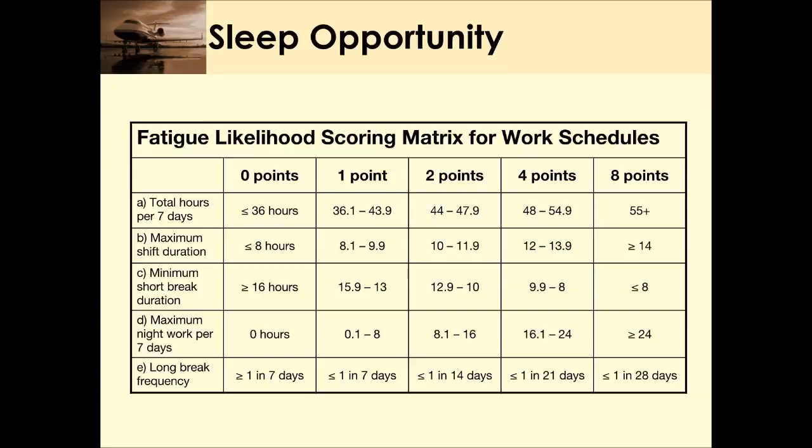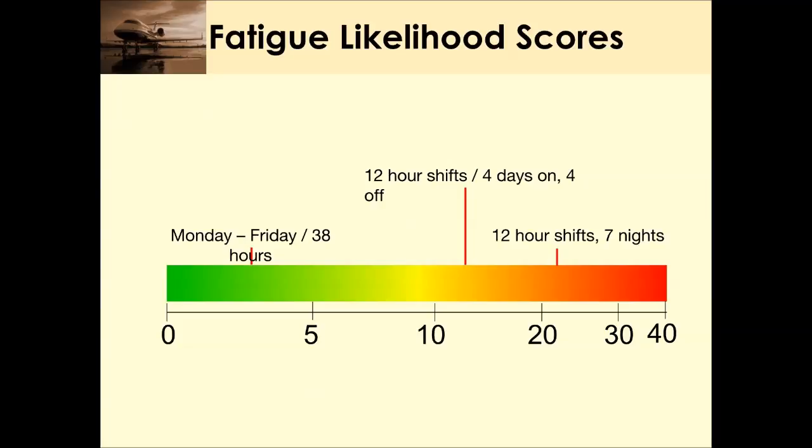One way to evaluate a work schedule is to calculate a fatigue score based on factors such as shift length, days off, and number of night shifts. For example, 9 to 5, 5 days a week would produce a score of 0. On the other hand, a schedule of 7 12-hour night shifts followed by 7 days off would produce a score of 21, which is considerably high. This graph here just gives you a visual representation of what was discussed in the slide earlier.